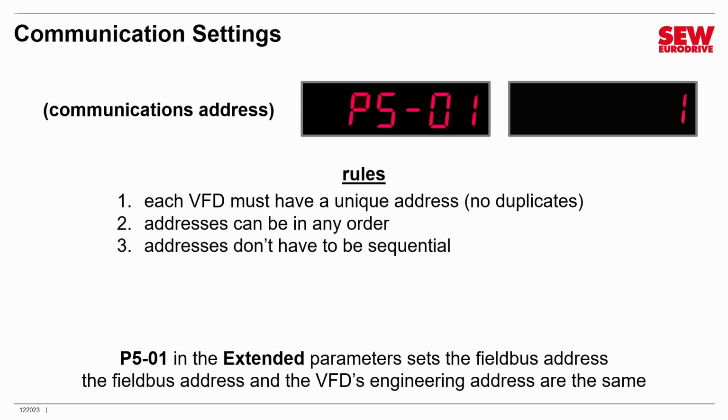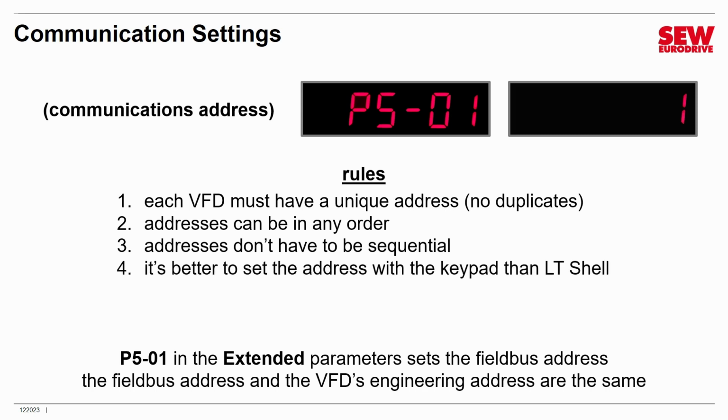But let me urge you, do set them up in sequential order and have the VFDs set up in the order they're connected to the cable. It just makes your life a little simpler. That's just common sense. And a tip here, it is better to set the address with the keypad than with LT Shell. The reason is when you change the address, you change the engineering address at the same time. And when you do that, you will immediately lose connection between LT Shell and the VFD. You'll have to then scan back into it, which is kind of a nuisance. So I think it's easier just to go into the VFD through the keypad when you set your address.